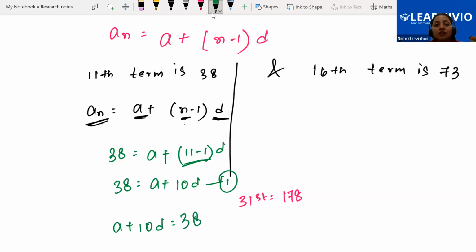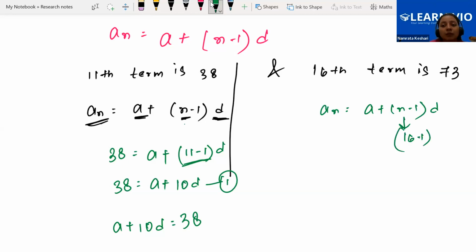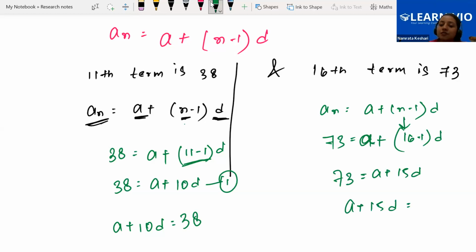Now similarly we will make the second equation. Here it is written that the 16th term is 73. The same nth term formula: a_n is equal to a plus (n minus 1) into d. n is 16 over here, minus 1, and d we don't know, a we don't know. a_n is given as 73. So we get one more equation: a plus 15d is equal to 73. This is equation 1, this is equation 2.